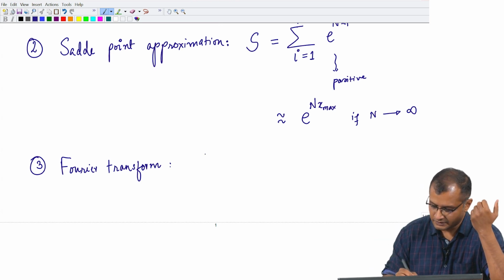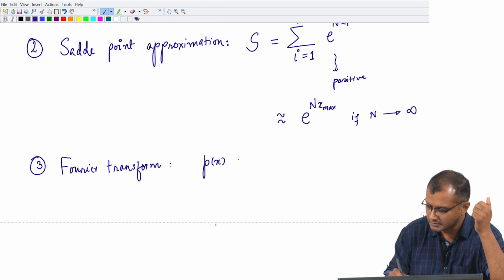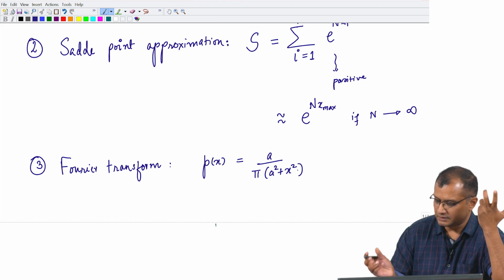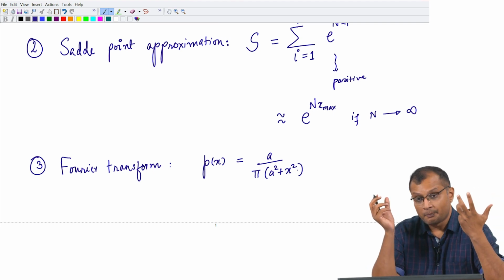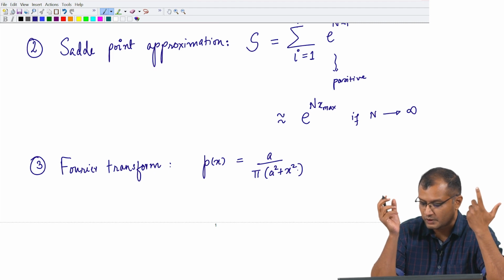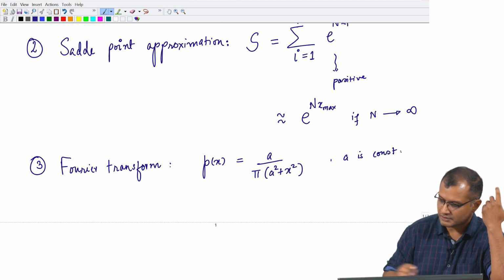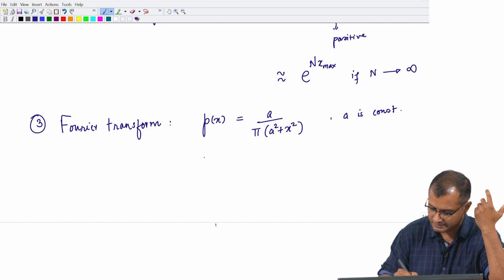And for example, I will take a function that you have encountered in this course, which is the Lorentz distribution or a Cauchy distribution. So, we have taken this as a distribution. After proper normalization, it came out to be some a by pi into 1 by a square plus x square. So, here a is a constant. So, I will take the Fourier transform of this function.